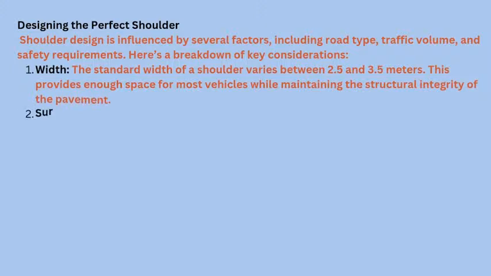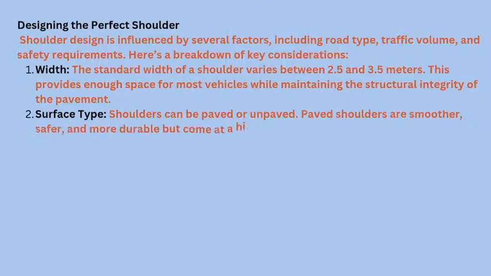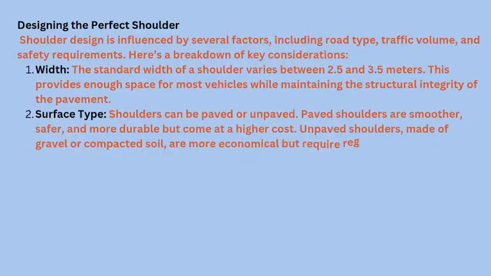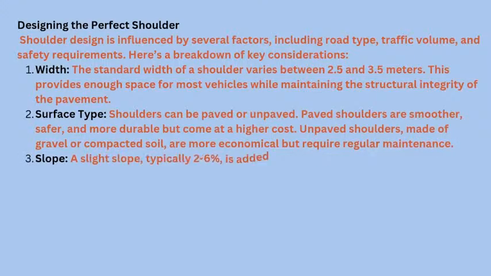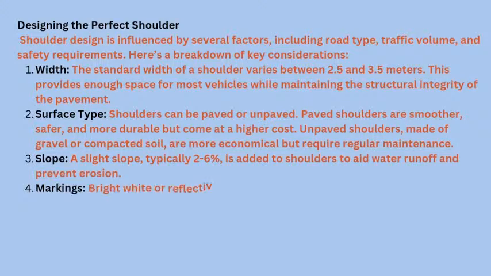2. Surface type. Shoulders can be paved or unpaved. Paved shoulders are smoother, safer, and more durable but come at a higher cost. Unpaved shoulders, made of gravel or compacted soil, are more economical but require regular maintenance. 3. Slope. A slight slope, typically 2 to 6%, is added to shoulders to aid water runoff and prevent erosion.